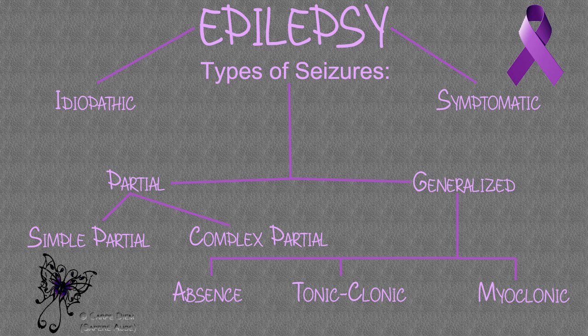Myoclonic seizures are brief, shock-like jerks of a muscle or group of muscles that occur in a variety of epilepsy syndromes that have different characteristics. During a myoclonic seizure, the person is usually awake and able to think clearly.